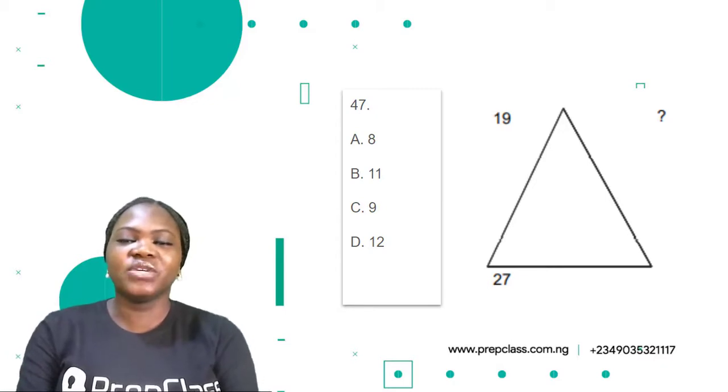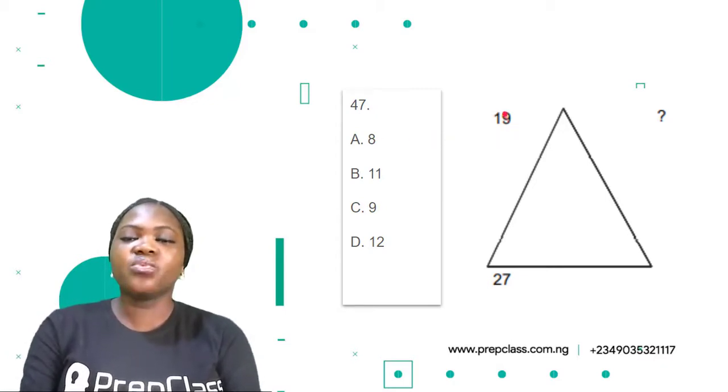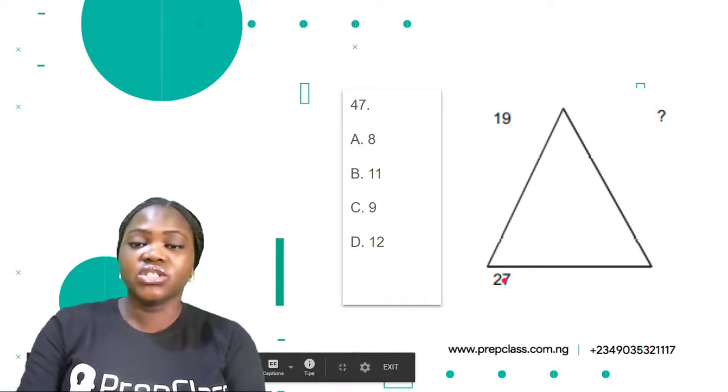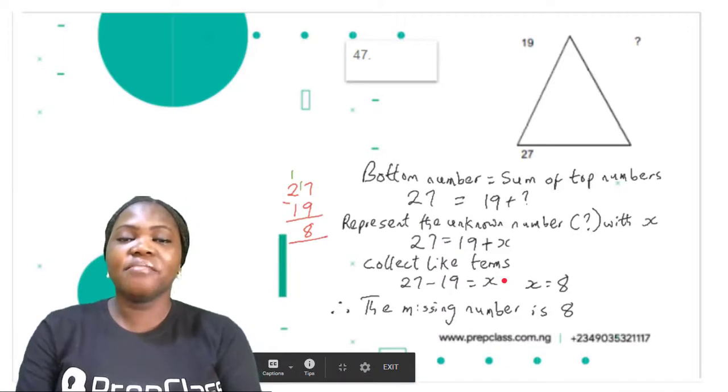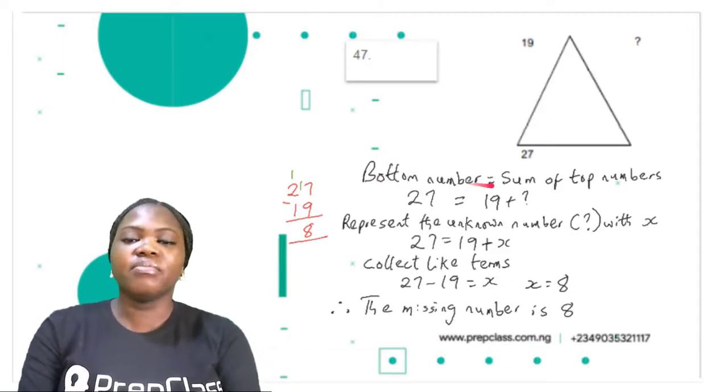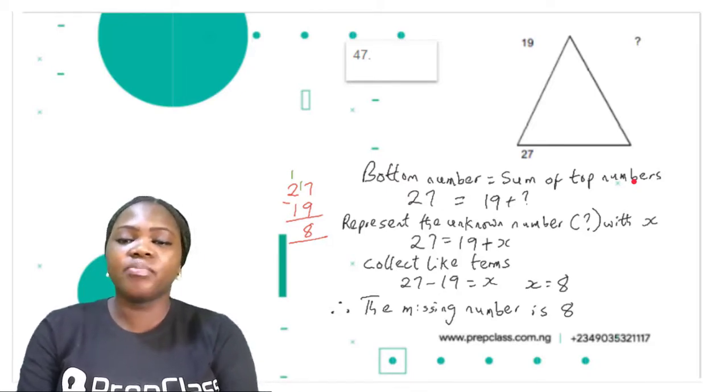Question 47. So we are given one of the top numbers, 19. The second top number is missing, and then the bottom number is 27. So how do we do this? Remember, from the samples, the bottom number is the sum of the top numbers. All we have to do to get the bottom number is to add the top numbers.